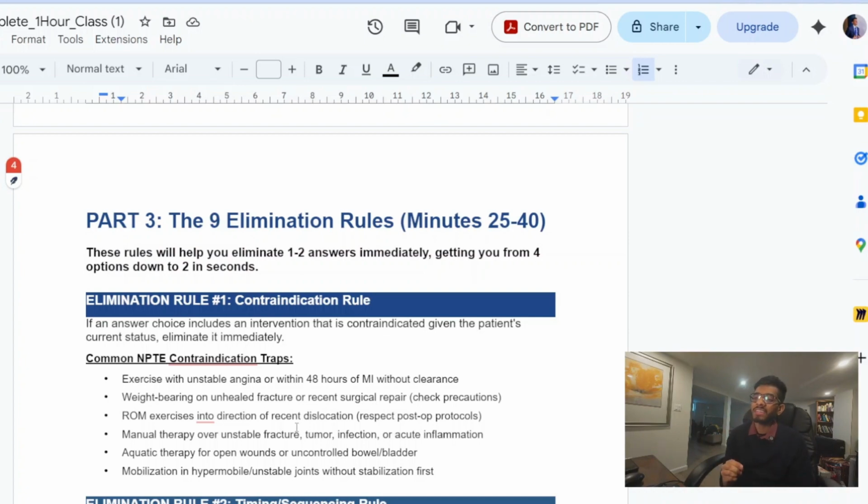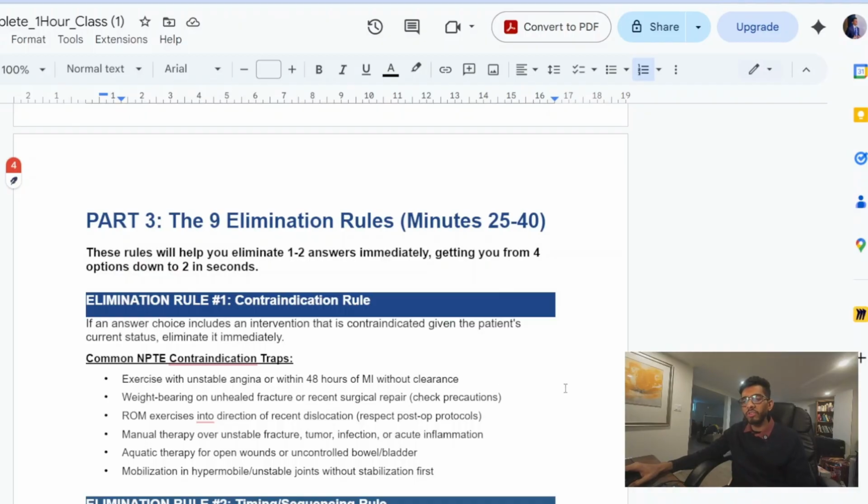Contraindication rule. If an answer choice includes an intervention that is contraindicated given the patient's current status, eliminate it immediately. If you know something is a red flag, something is contraindicated, and it is there in the option, you need to eliminate it, right? It's so simple. Common NPTE contraindication traps include exercise with unstable angina or within 48 hours of MI without clearance, weight bearing on unhealed fracture or recent surgical repair. You need to always look into the precautions given by the physician, right?